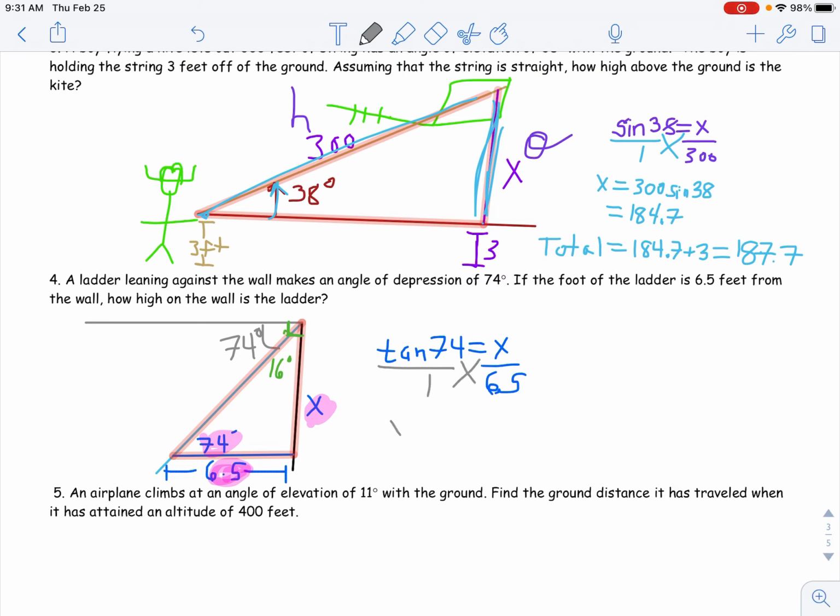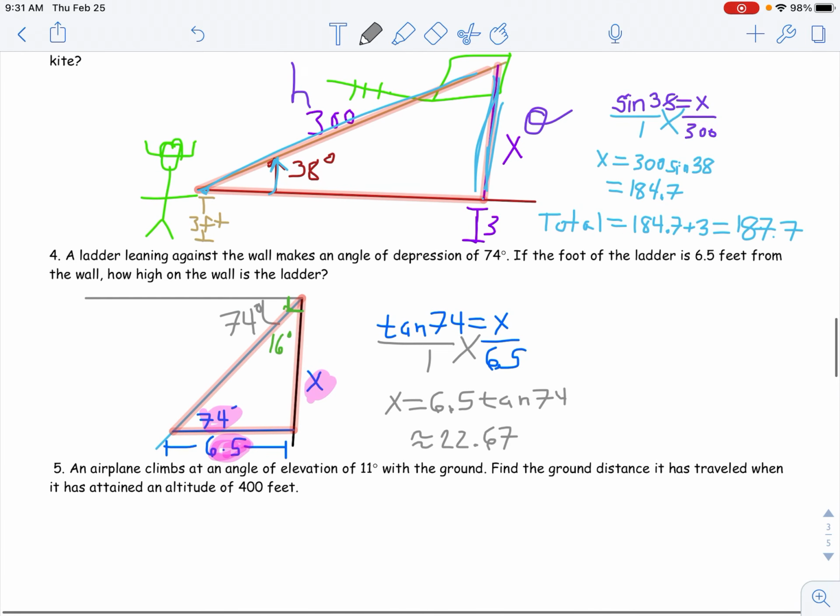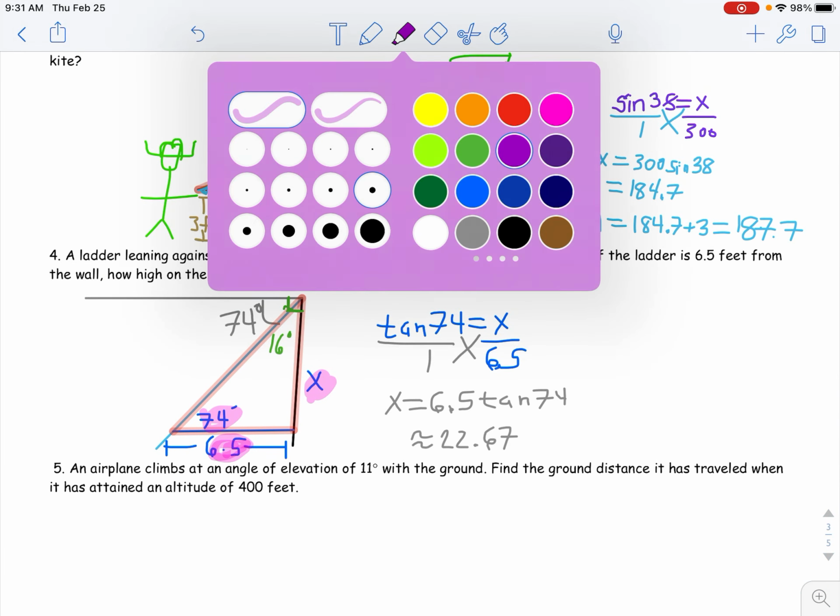Cross multiply, x equals 6.5 tan 74, which is going to be about 22.67. All right, and a couple things maybe I kind of glossed over. So the height of the ladder is 22.67 feet off the ground.